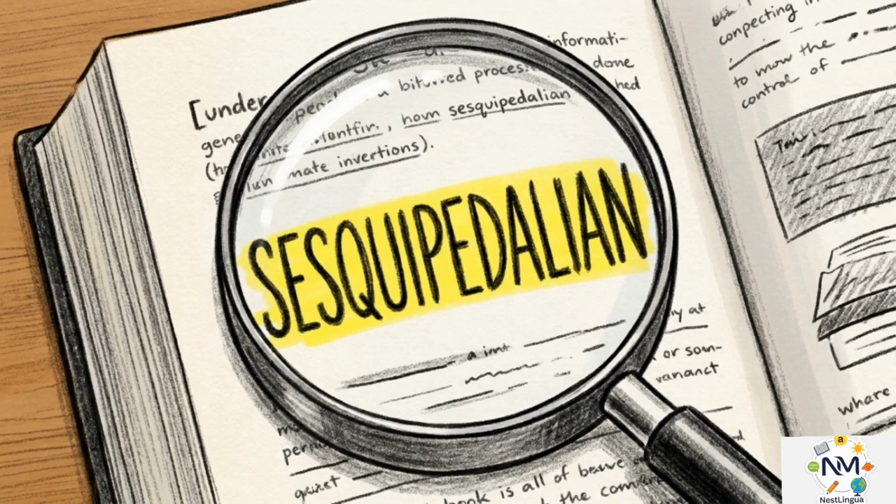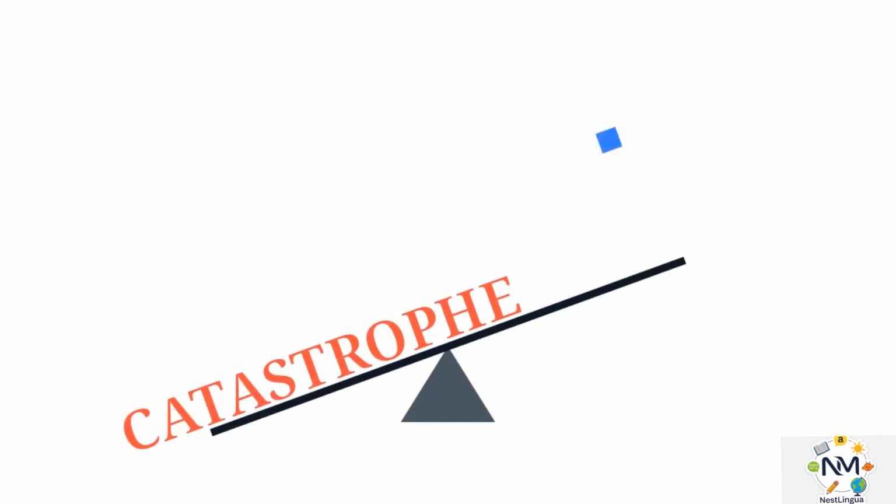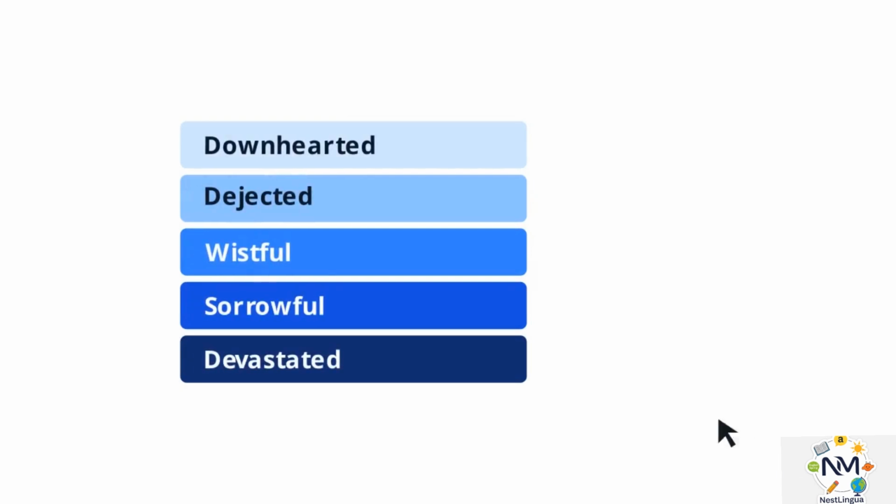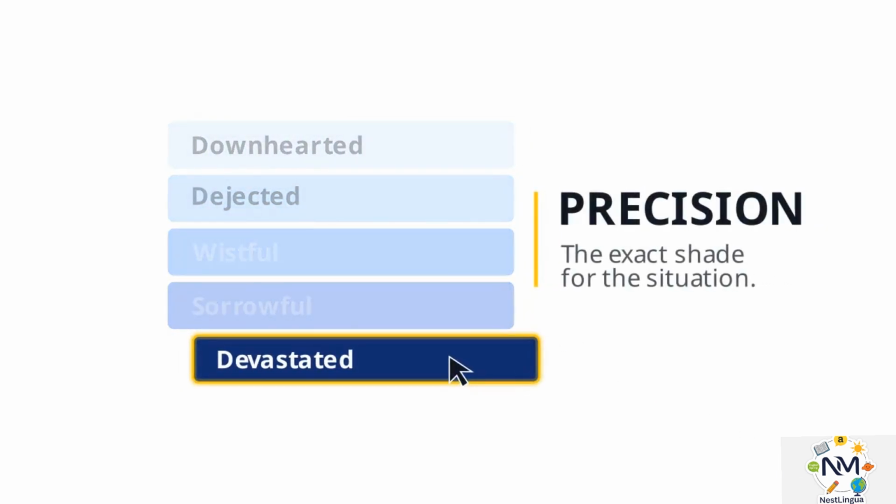A common mistake is assuming that a better vocabulary means using the longest, most complicated word you can find in a thesaurus. But if you grab a massive word to describe a tiny problem, the writing feels awkward. It's like wearing a formal suit to the gym. It just doesn't fit the occasion. Strong writing is about precision. It means finding the exact shade of feeling that matches the situation you are describing.